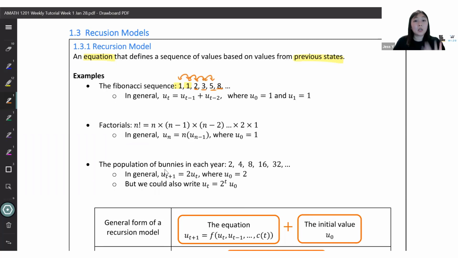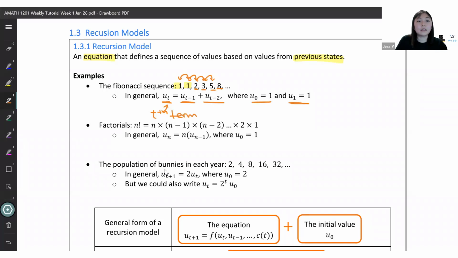We can come up with an equation for this. In general, for any number t, u sub t stands for the tth term. So if it's u sub 10, that's the 10th number. If it's u sub 20, that's the 20th number. The tth number is the previous number, u sub t minus 1, plus the one before that, u sub t minus 2. Okay, so that's a general form for the Fibonacci sequence. And notice that they have to tell us where these sequences start.